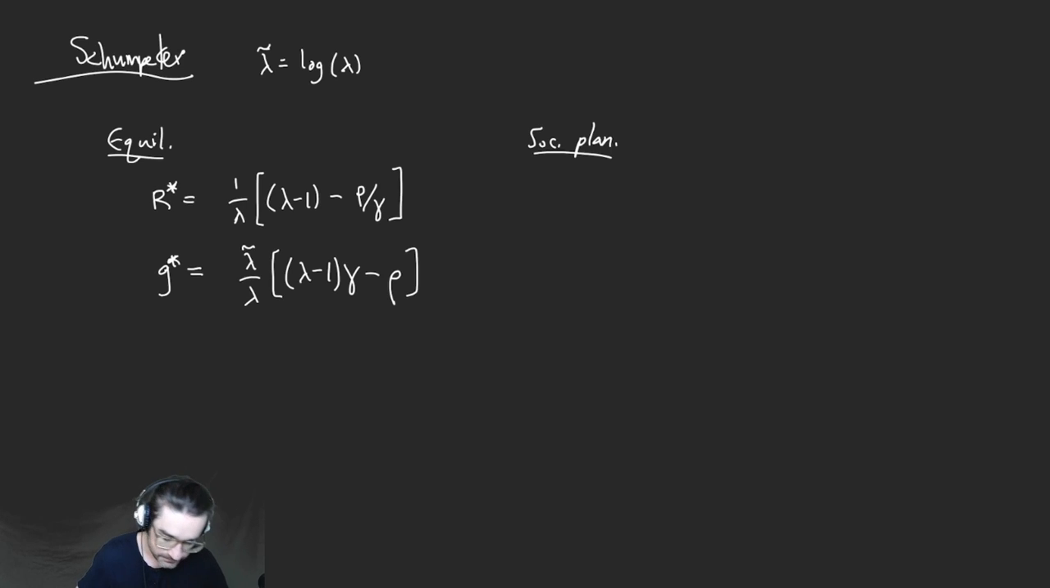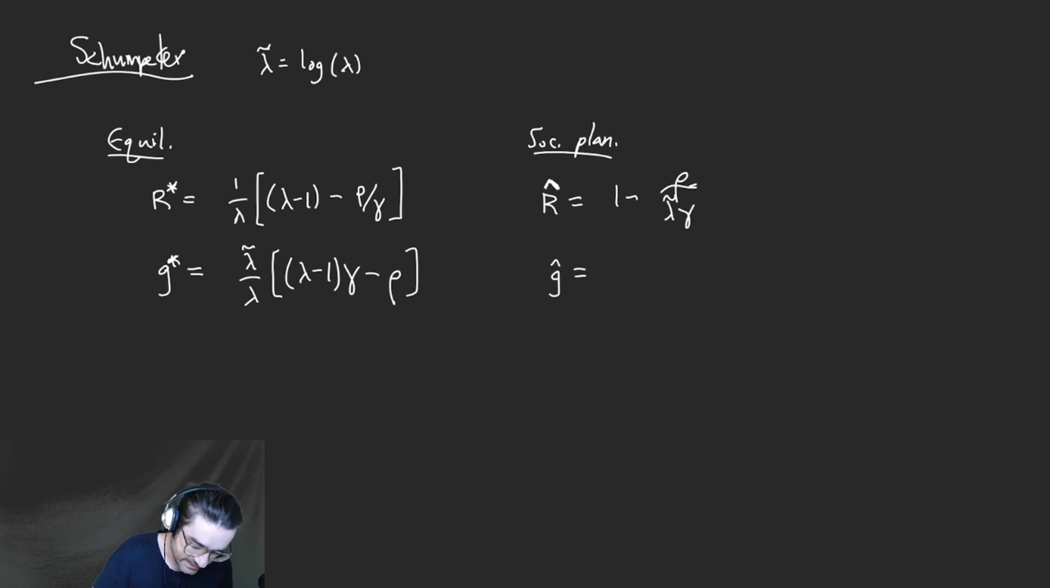And you've got your social planner, with, as we discussed, the social planner hat of your own imagination. When we solve the social planner, we get R hat, which is 1 minus rho over lambda tilde times gamma. And that means you get a G hat of lambda tilde gamma minus rho, which is rather simple. So those are your outcomes.